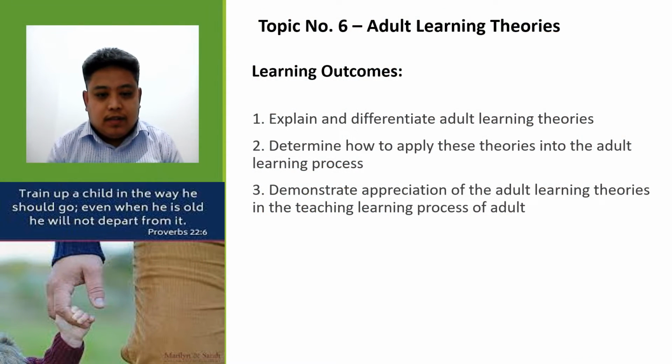Learning Outcomes. Number 1. Explain and differentiate adult learning theories. Number 2. Determine how to apply these theories into the adult learning process. Number 3. Demonstrate appreciation of the adult learning theories in the teaching learning process of adults.